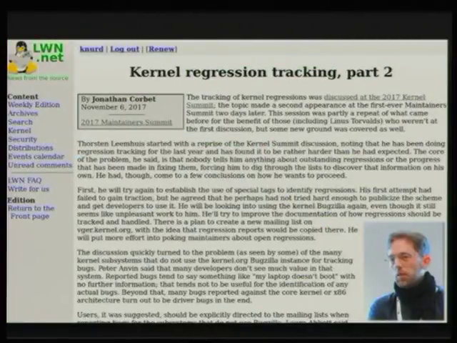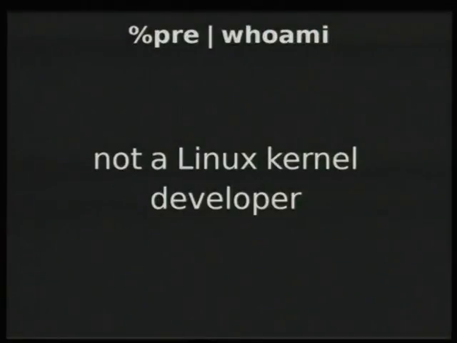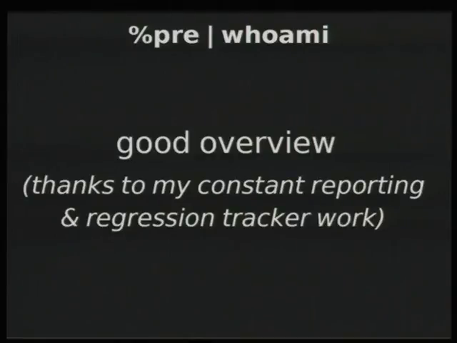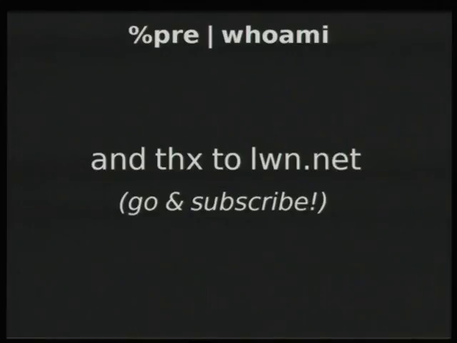The other thing I'm doing, now and then, is regression tracking for the Linux kernel. There was an LWN.net article about it a few months ago. And what I'm not is a Linux kernel developer. I'm not a real programmer. But thanks to my reporting and regression tracking work, I have a good overview of what's happening in the Linux kernel. And also thanks to lwn.net, it's a great resource if you want to know what's happening in the Linux kernel and how it might impact you in your admin life or programming life.